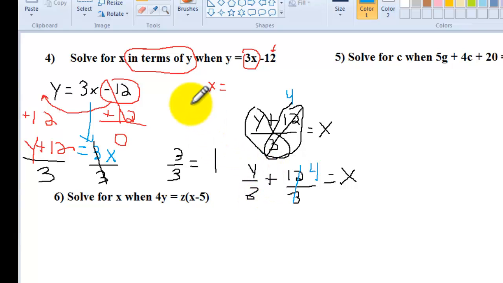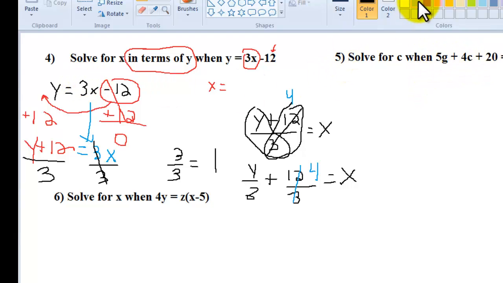What's really important to take away is this process here. If you have to isolate the x, then remember the steps are you deal with this piece before the multiplication. If you have addition or subtraction, do the opposite of that first. Then do the opposite of the multiplication or division and practice.